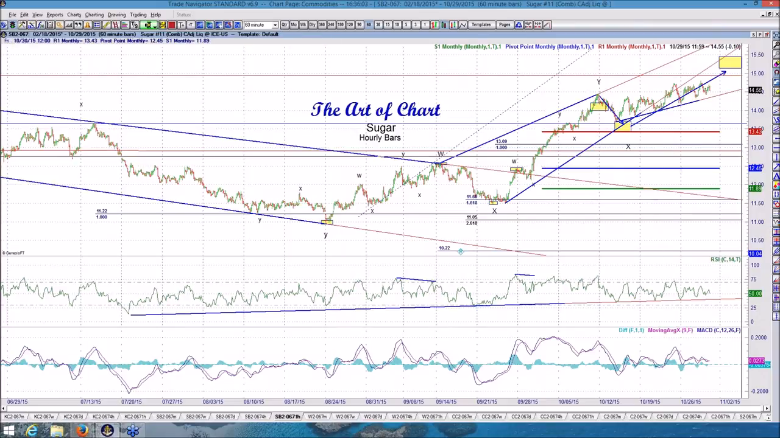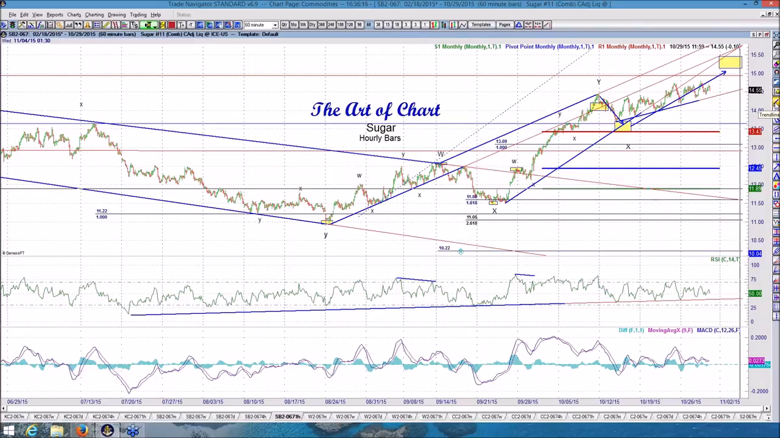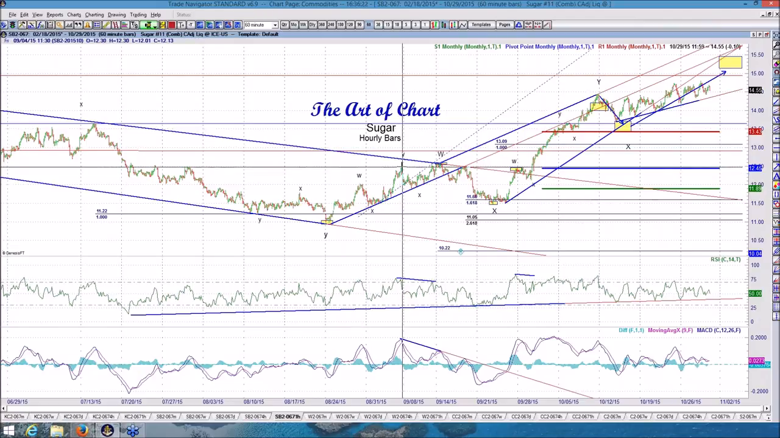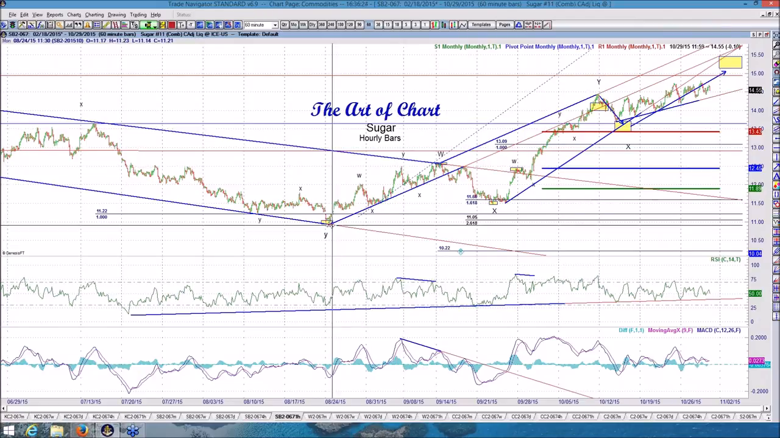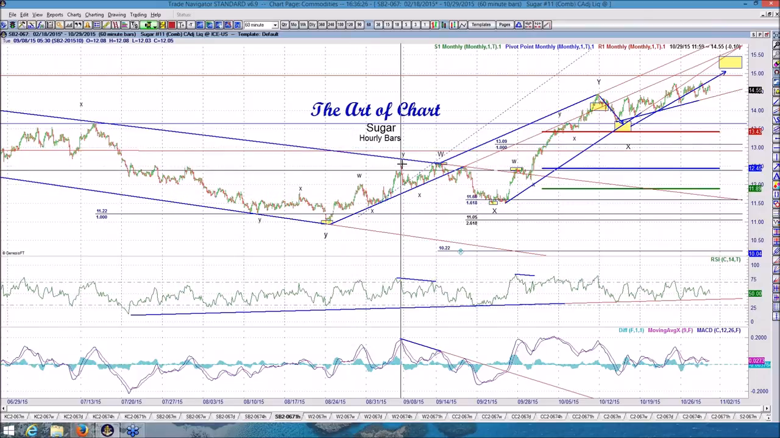So here is sugar, and here's a trend. Okay, everybody can probably see that. Pretty clear trend, right? Now, what do we see here? We see a potential head and shoulders, and what do you see on MACD? Anytime you see a head and shoulder pattern, you see a divergence. Do you see the large divergence? It's typically found if you count WXY in the third wave position.